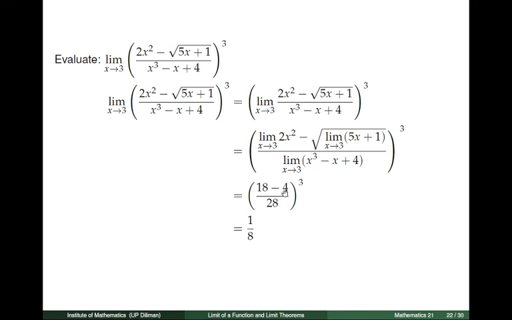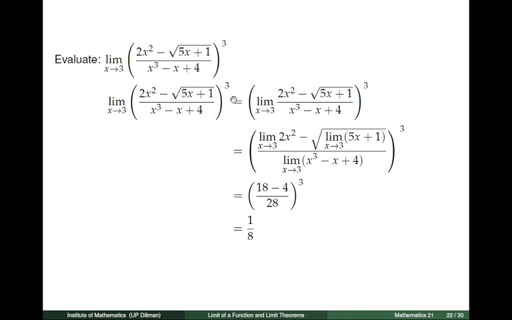16, which is 4. And so the numerator is the same as 18 minus 4, while the denominator is 3 cubed minus 3 plus 4, or 28. So the expression inside the parentheses is 14 over 28, or 1/2. And raising that to the third power, we get 1 over 8.